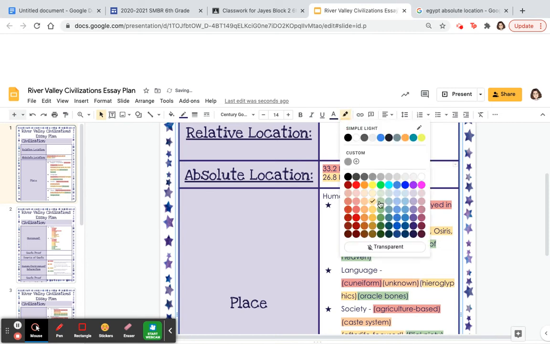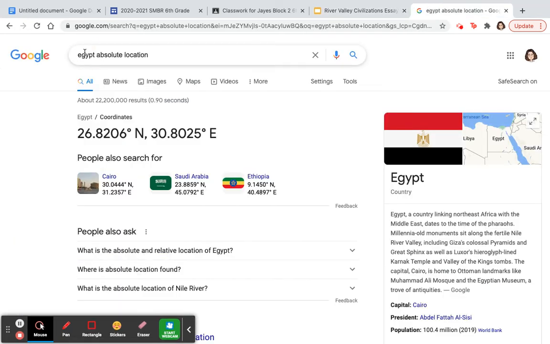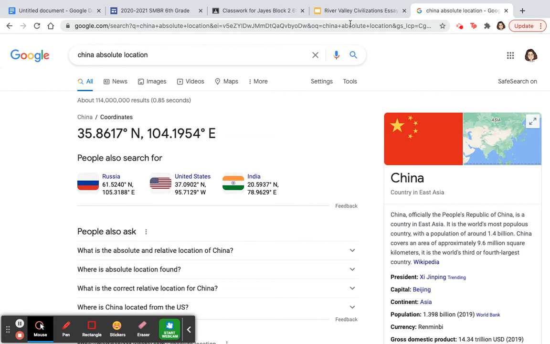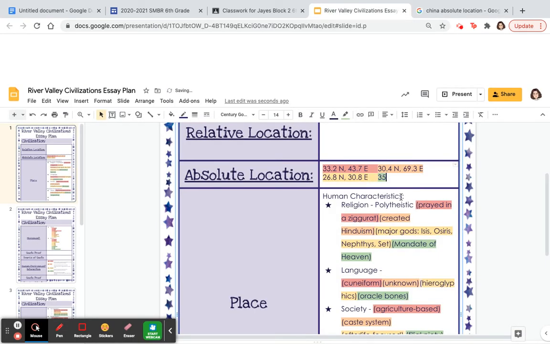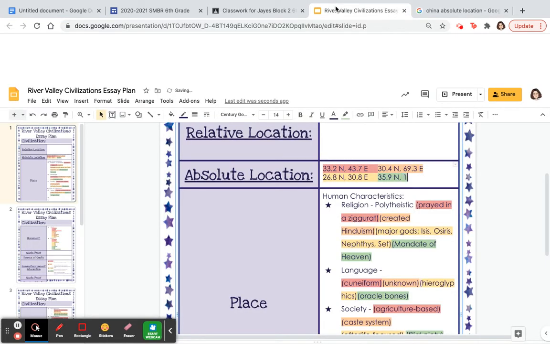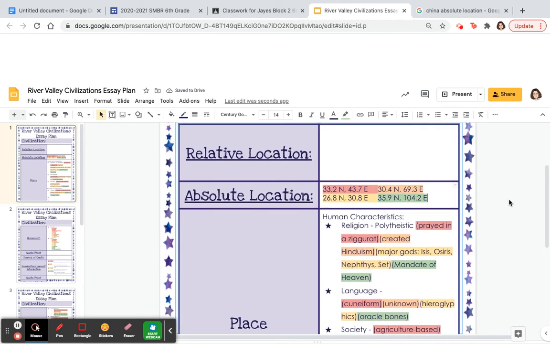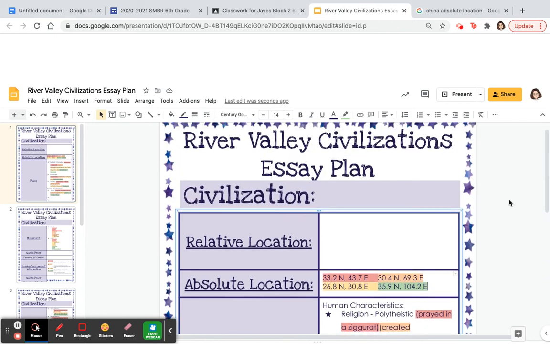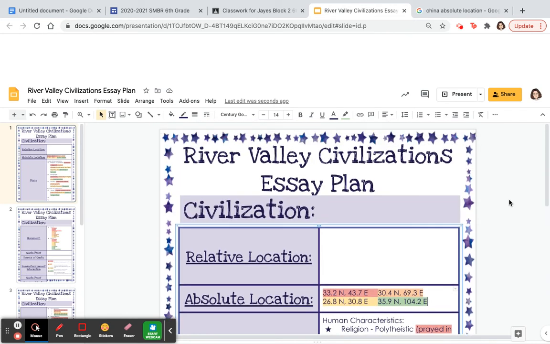Last but not least, we have China, which is 35.9 degrees north and 104.2 degrees east. Okay, so just like I said before, Mesopotamia is going to be red, Indus River Valley is going to be orange, Egypt is going to be yellow, and China will be green.